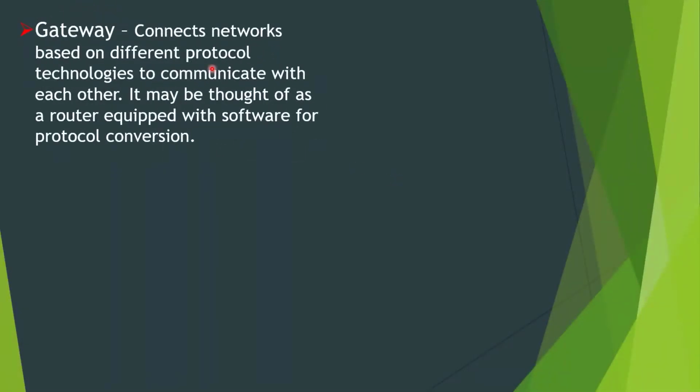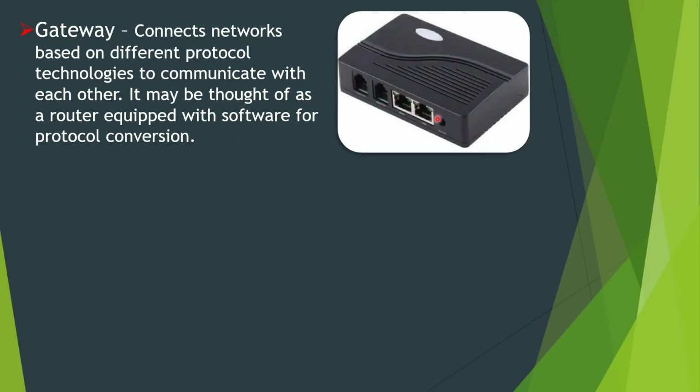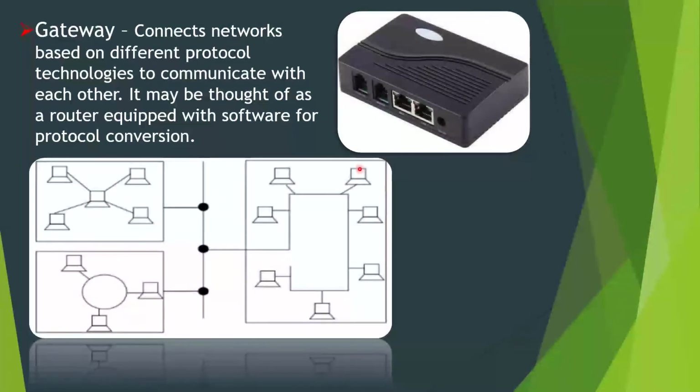Gateway. A gateway connects networks based on different protocol technologies so they can communicate with each other. It may be thought of as a router equipped with software for protocol conversion. This is a gateway. Let us understand the use of a gateway with an example. Here you can see these are gateways.